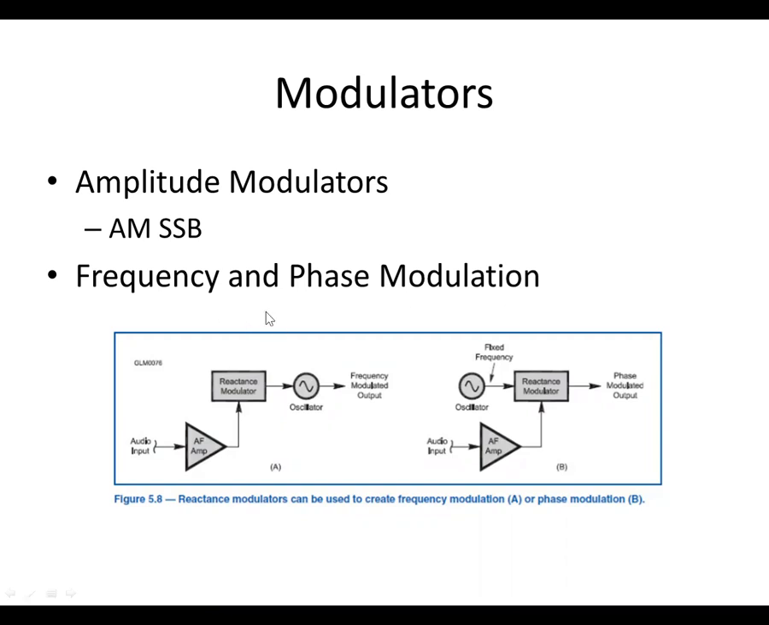Then for frequency and phase modulation, the book had a couple examples here where you take the audio input, run it through an audio frequency amplifier, and go through a reactance modulator that feeds an oscillator. This would be a variable frequency oscillator where you change the voltage, you change the frequency, and then you get the frequency modulated output. So as this audio signal changes in magnitude and frequency, the output frequency of this section changes with the input audio signal.